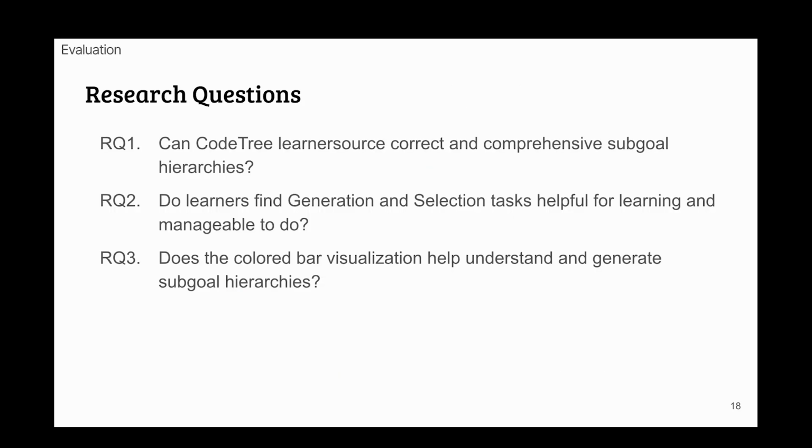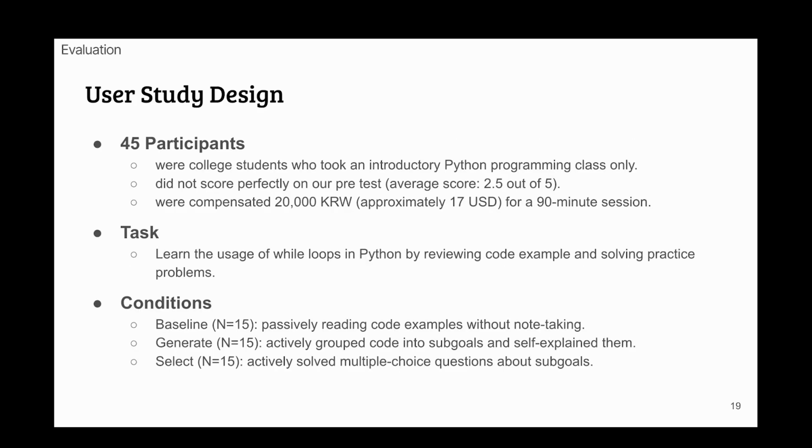Through a user study, we explored the following 3 research questions. We evaluated if CodeTree can source correct and comprehensive subgoal hierarchies at scale, if learners find the 2 pedagogical tasks helpful for learning and manageable to do, and how the color bar visualization helps learners understand and generate subgoal hierarchies. In our study, participants were 45 college students who had taken only an introductory Python programming class.